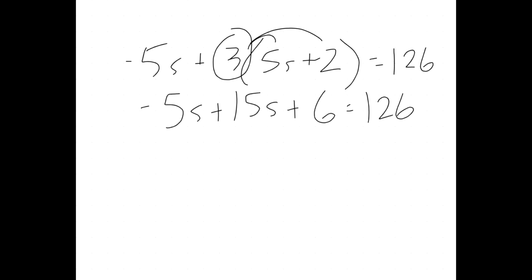What's the next step, Violet? I forgot. We need to combine the s's and then we need to move 6 to the other side. It doesn't matter what order we do those in because they don't affect each other. Then 20s. No, because we have a negative 5. Oh, that's right. So 10s. Mm-hmm. And then take away 6 from both sides.